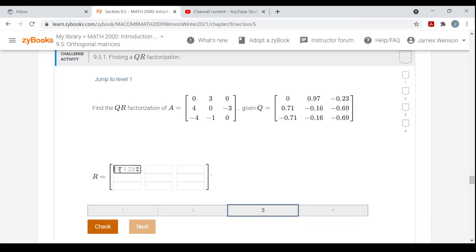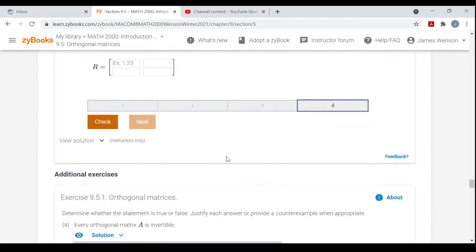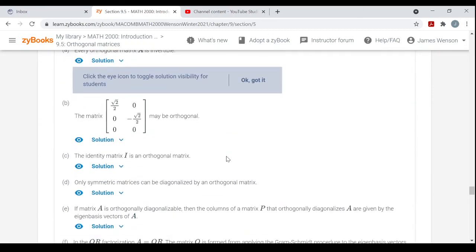Level 3, now it's find R. Now here they told you Q. So remember this R, this upper triangular matrix, if they're telling you what Q is, you just take Q transpose times A. And that gives you the R in the QR factorization. And then finally, you're given a matrix and asked to find the Q and then find the R yourself. All right, but it's only a 2 by 2, so that should be nice and simple, or relatively simple anyway. All right, a lot of stuff there, a lot of stuff.